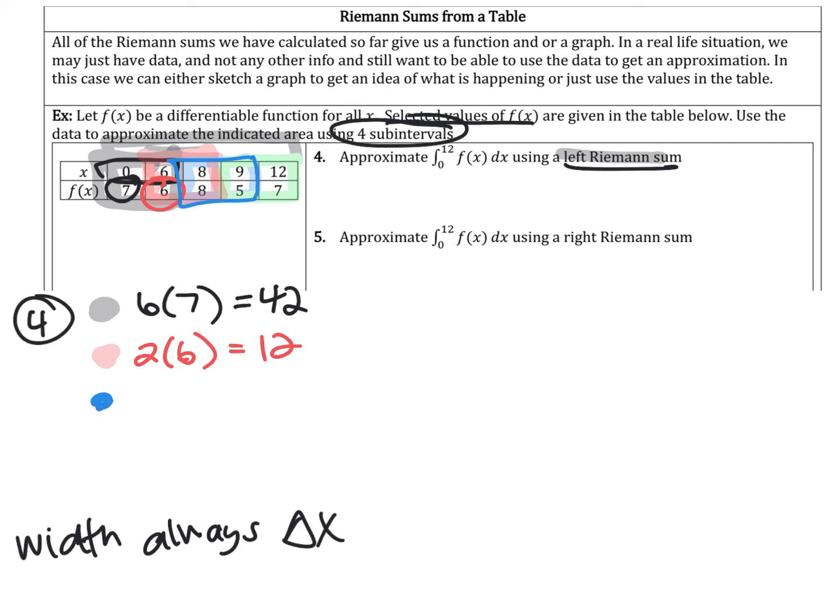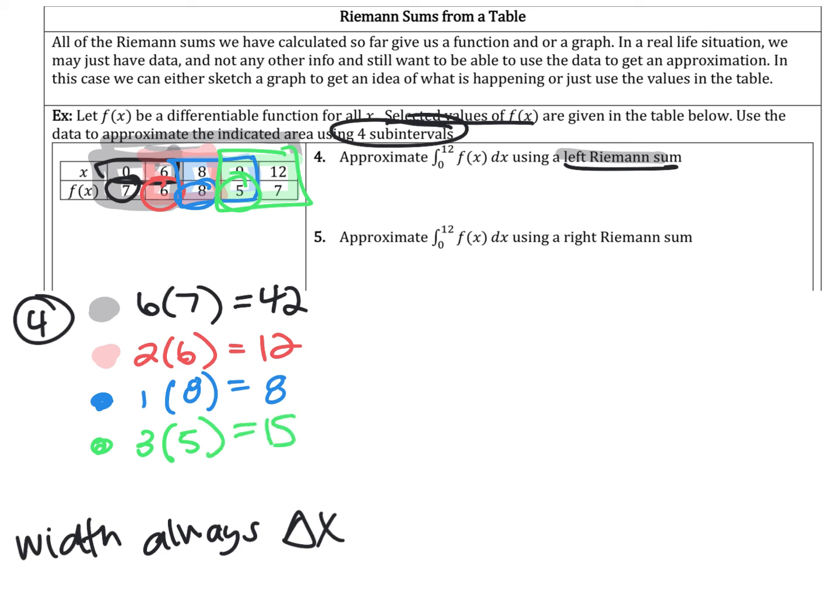my width from 8 to 9, that width is 1. And the height, using the left-hand value, is 8. So that would give me 8. And then last but not least, the green one, the width from 9 to 12 is 3. The height, using the left-handed piece, is going to be 5. So this is going to be 15.